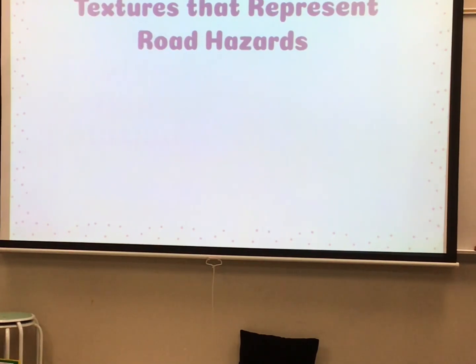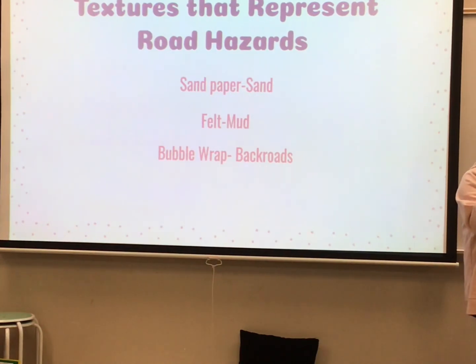Okay. So now that we went over different road hazards and textures, today we are going to be using 3. So today we are going to be using sandpaper, which is going to represent our sand, felt, which is going to represent our mud, and bubble wrap, which is going to represent our back road. Does anybody know what back roads are? Like a dirt road. A dirt road? Okay. Like a country road. Yes, like a country road? Like a rock road? Yes, so back roads are very bumpy and there's a lot of rocks and dips, right? So that is why we are using bubble wrap today.